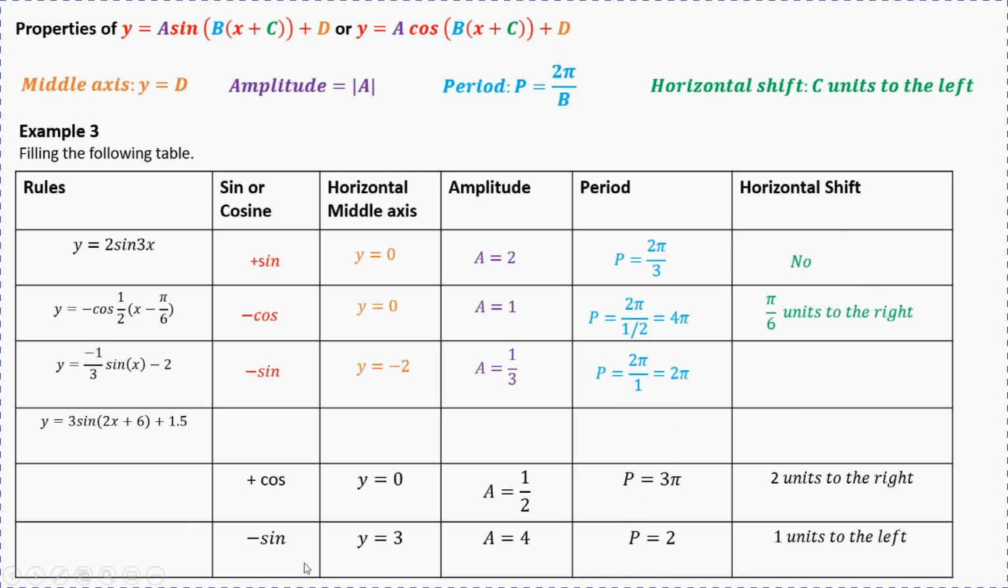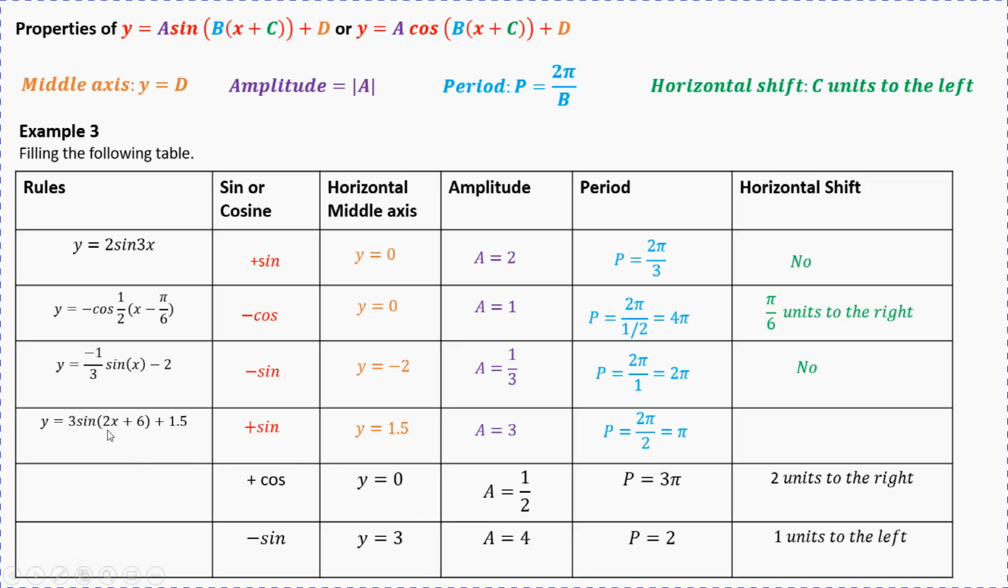And horizontal shift, no. All right, the last one, okay, and positive sign, horizontal middle axis, y equals 1.5. Amplitude must be 3. Period, the number in front of x is 2, so 2π over 2, which is π. And the tricky thing is about horizontal shift, that's 2x plus π over 6, but you should take 2 out of the bracket, so it should be x plus π over 12, because you need to find out what number is added to x rather than to 2x.